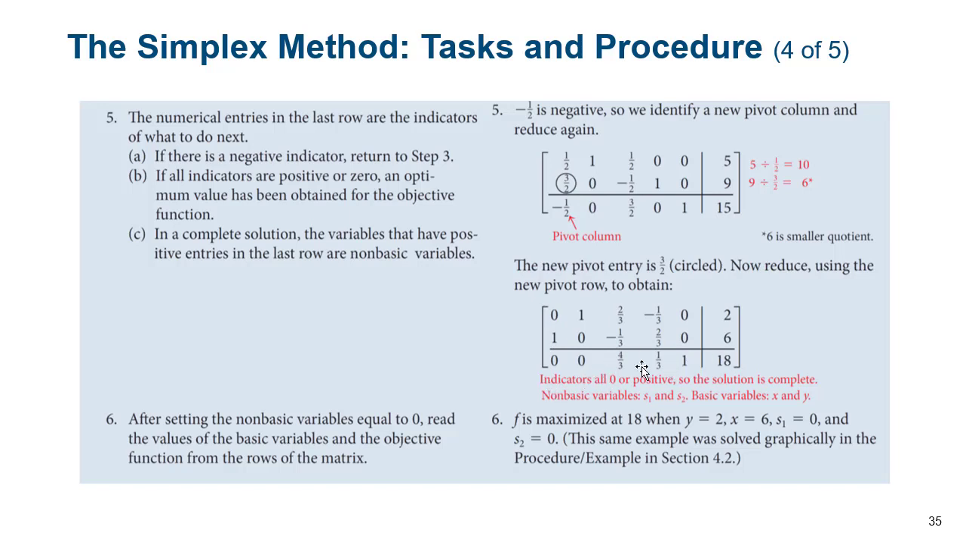And now we notice that all the indicators down here are 0 or positive, so the solution is complete. We've basically found a solution. We've got basic variables x and y, and then our slack variables 1 and 2 are going to be non-basic, so they're both going to be set equal to 0. Right here, y is equal to 2, x is equal to 6, and our maximum profit is 18. And figuring that out is basically task 3, right? Being able to identify what the matrix is telling us.